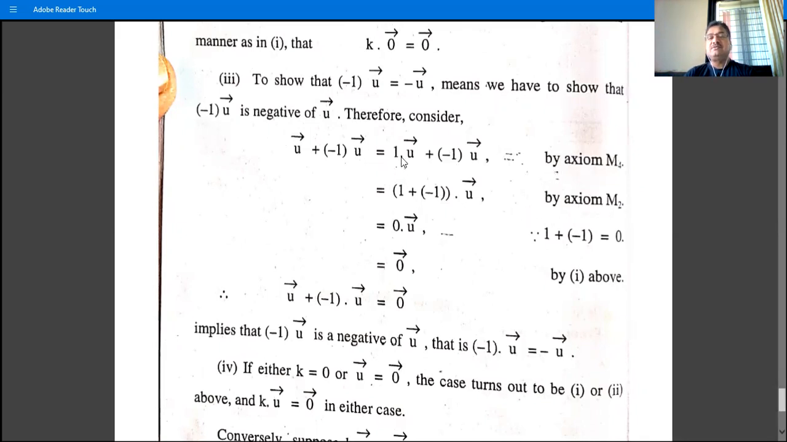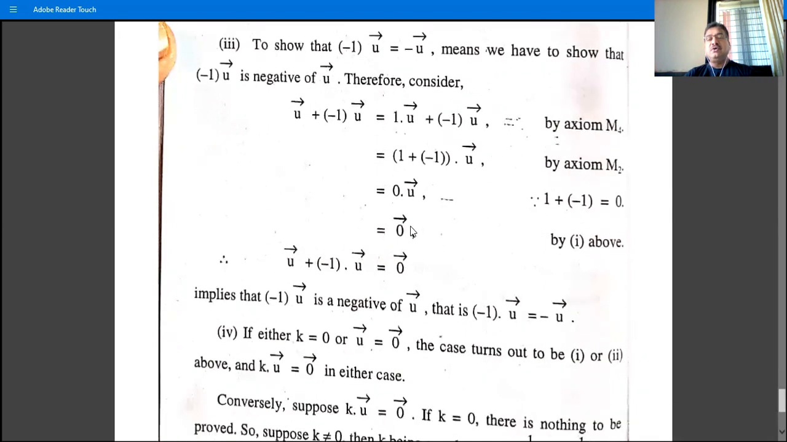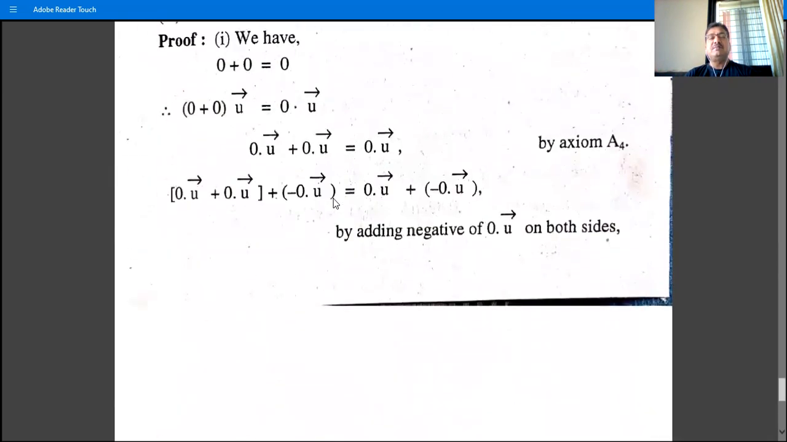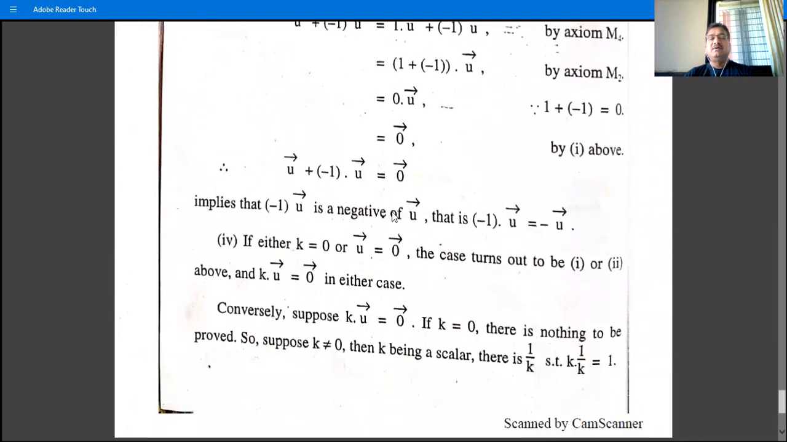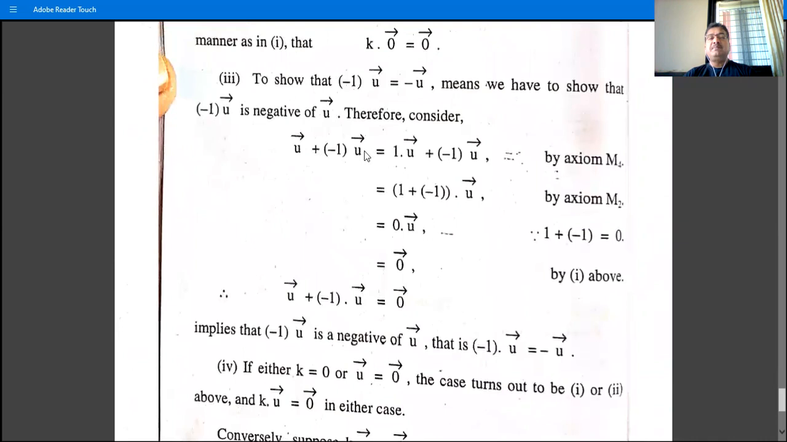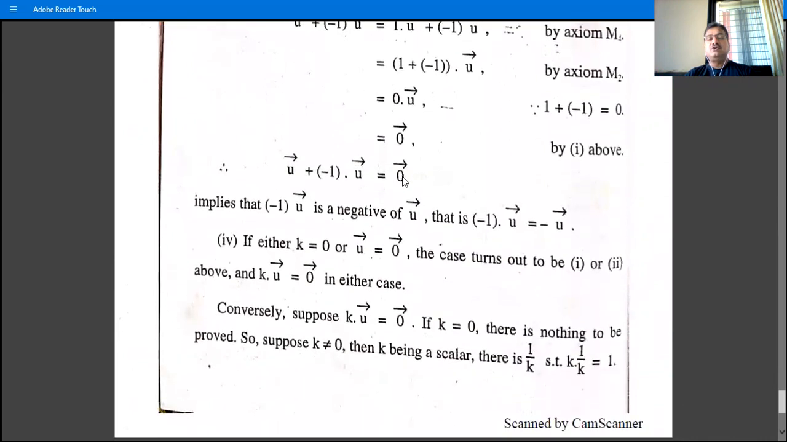So we have (1 plus minus 1) into u̅, and 1 plus minus 1 is the usual 0, so 0 into u̅. And 0·u̅ is 0̅ by using the first property. Therefore u̅ plus (minus 1)·u̅ is 0̅, which means minus 1 into u̅ is the negative of u̅. That is, minus 1 into u̅ is equal to minus u̅.